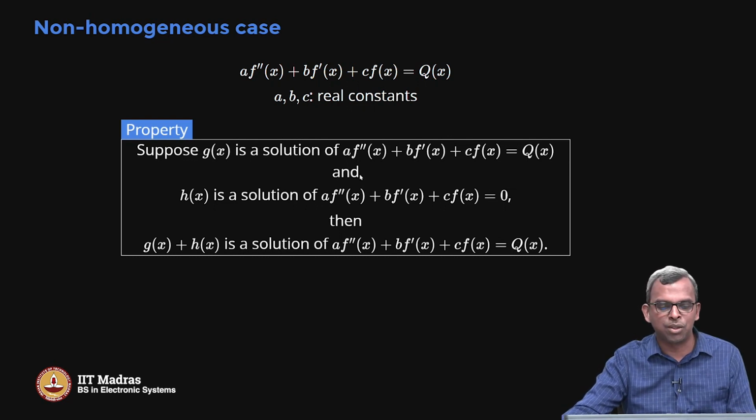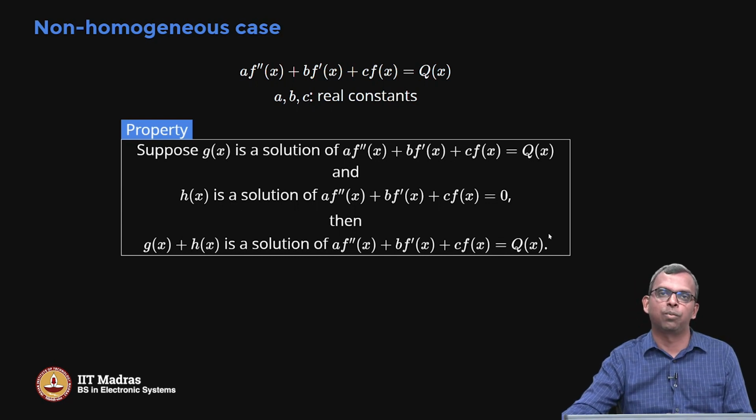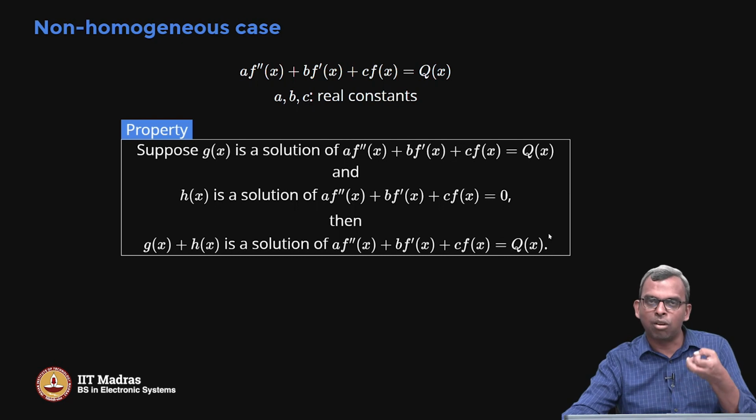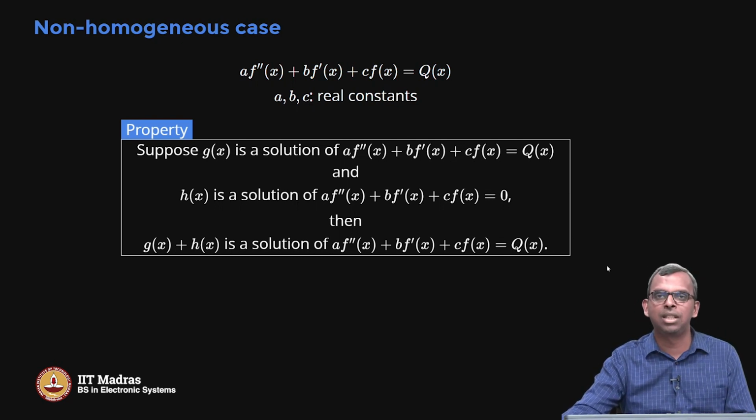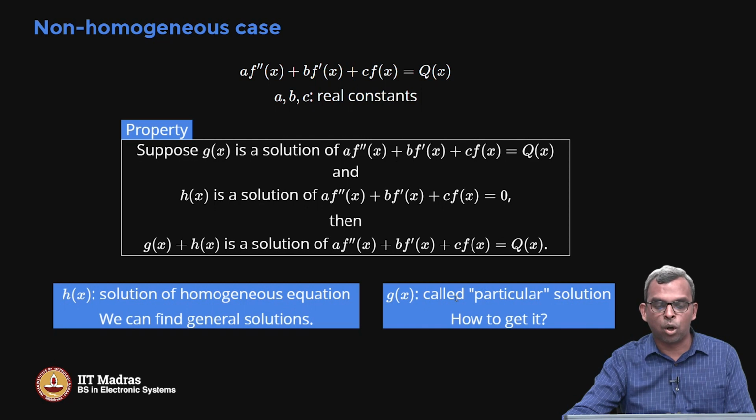In this situation, I know the family of solutions to this homogeneous equation. I know one solution to this non-homogeneous case. I can get a family of solutions to the non-homogeneous case also. So you see how we solve the simple problem, and then we solve the more complicated problem by using the solution for the simple problem. The essentially same methodology appears again and again. So h of x is a solution of the homogeneous equation, and we can find general solutions. g of x is called a particular solution, one particular solution.